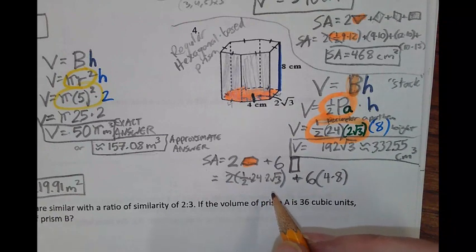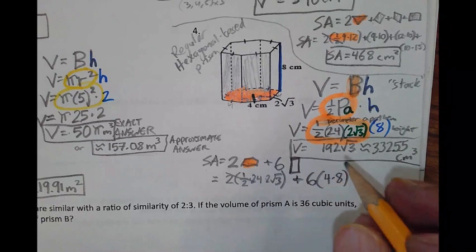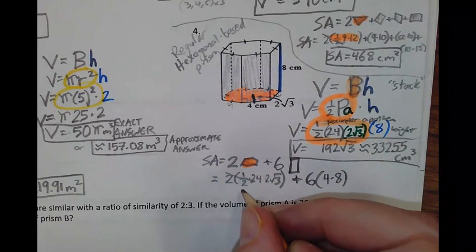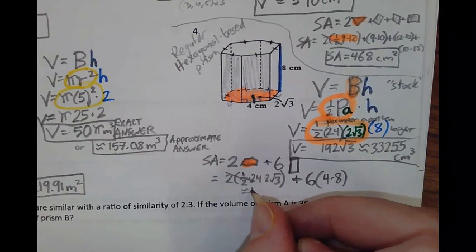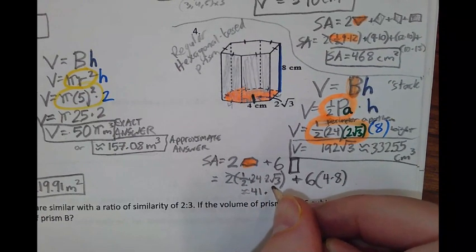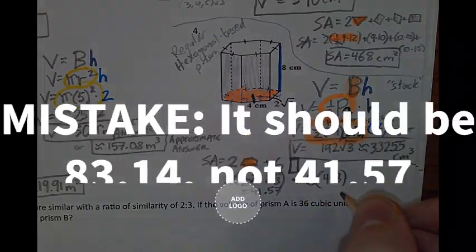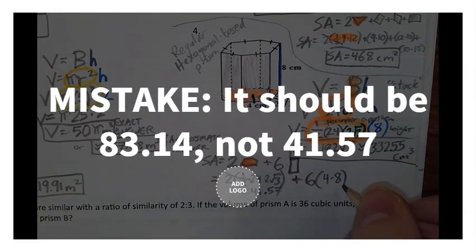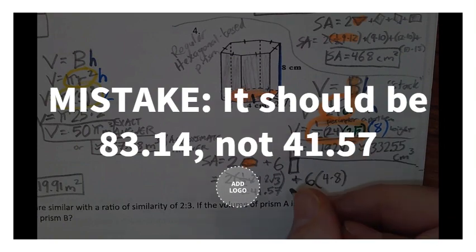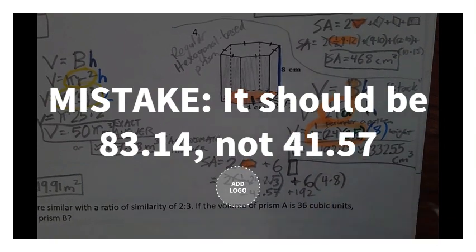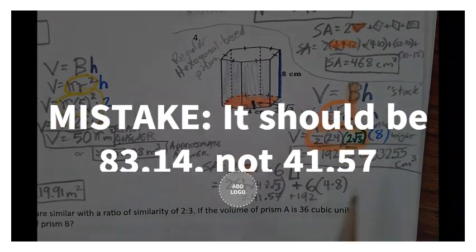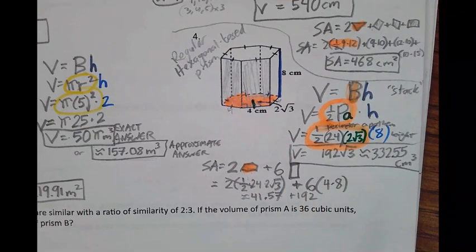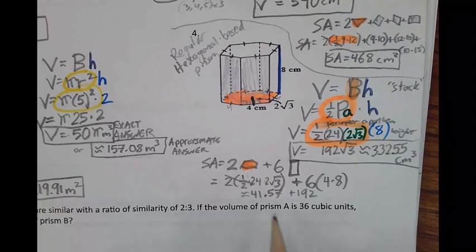Okay, same as before, we can cancel those out. 24 times 2 root 3. Our calculator gives us 41.56, approximately 41.57. 6 times 4 times 8, we get 192. So we have to add up the area of the 2 regular hexagons and also the 6 rectangles.